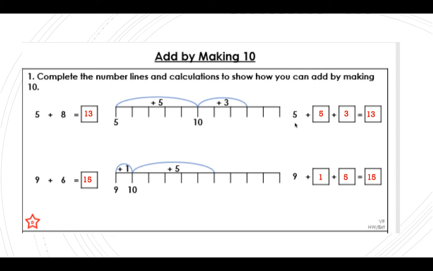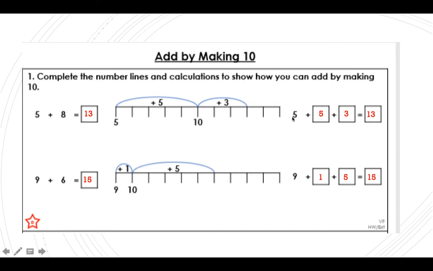Okay, so question number 1, let's go through the answers. You need to complete the number lines and calculations to show how you can add by making 10. So what we need to do before we work out the full sum is to make 10, okay? As you can see here, we know that 5 plus 8, if we use a number line to help us, is 13. But in order to make 10, we need to add something to 5 first.